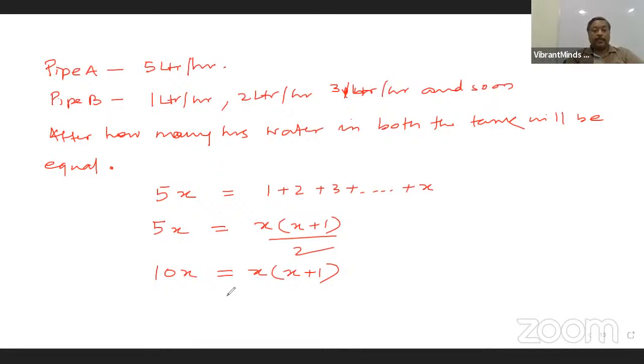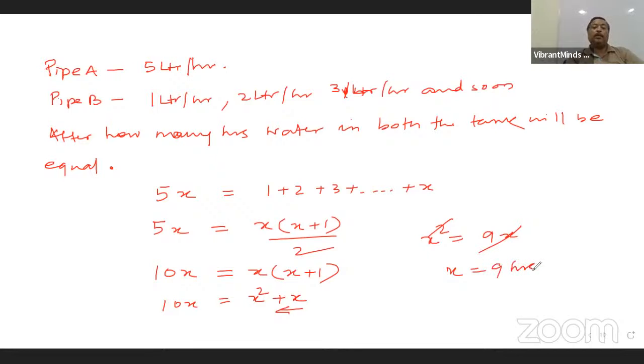So let's get this, and it will be x square plus x and is equal to 10x. So let's take this. X square is equal to 9x. So when x is equal to how much? It is 9. X is equal to how much?